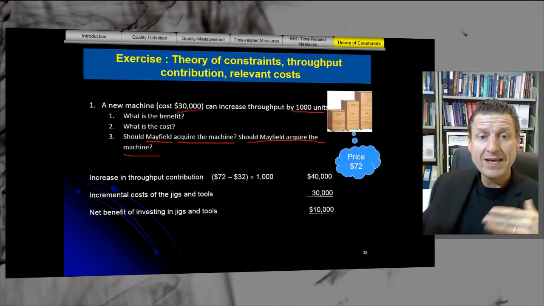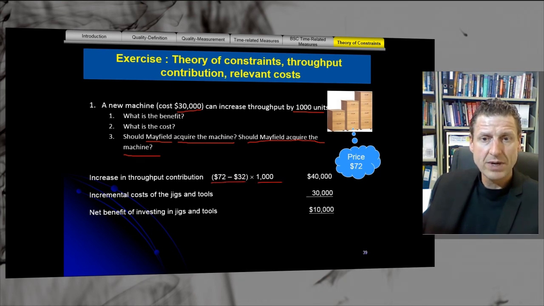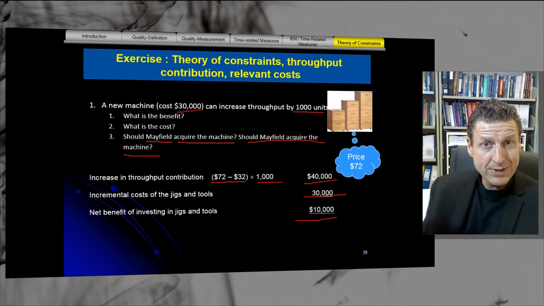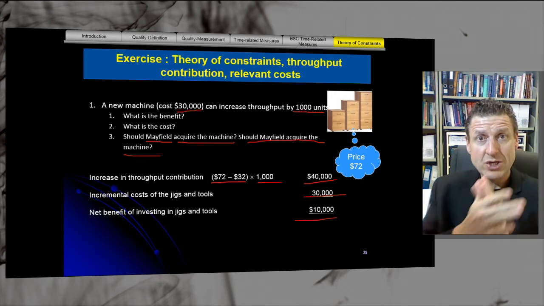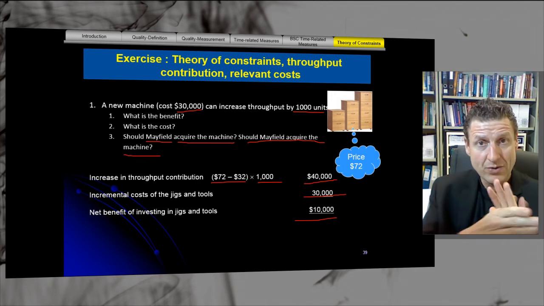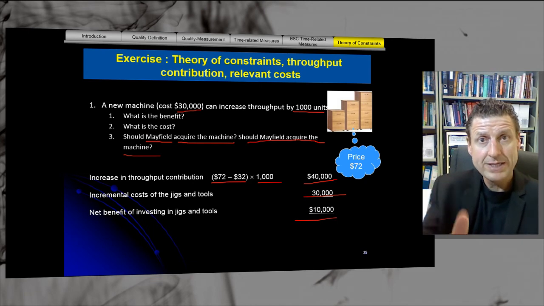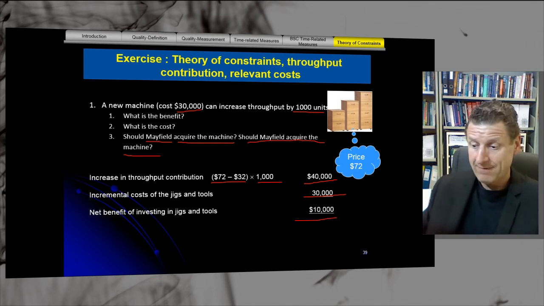All right, what will be the increase in throughput contribution? We've got 1,000 extra units, and we can sell those 1,000 for 72 minus 32. There's the extra contribution. What is the cost of the machine, the jigs and the tools? $30,000. So what's the benefit? It's going to be $10,000. Should we do it? Everything else being equal, no other information, no other opportunity, making all these assumptions, we need to go ahead with this based on that information.